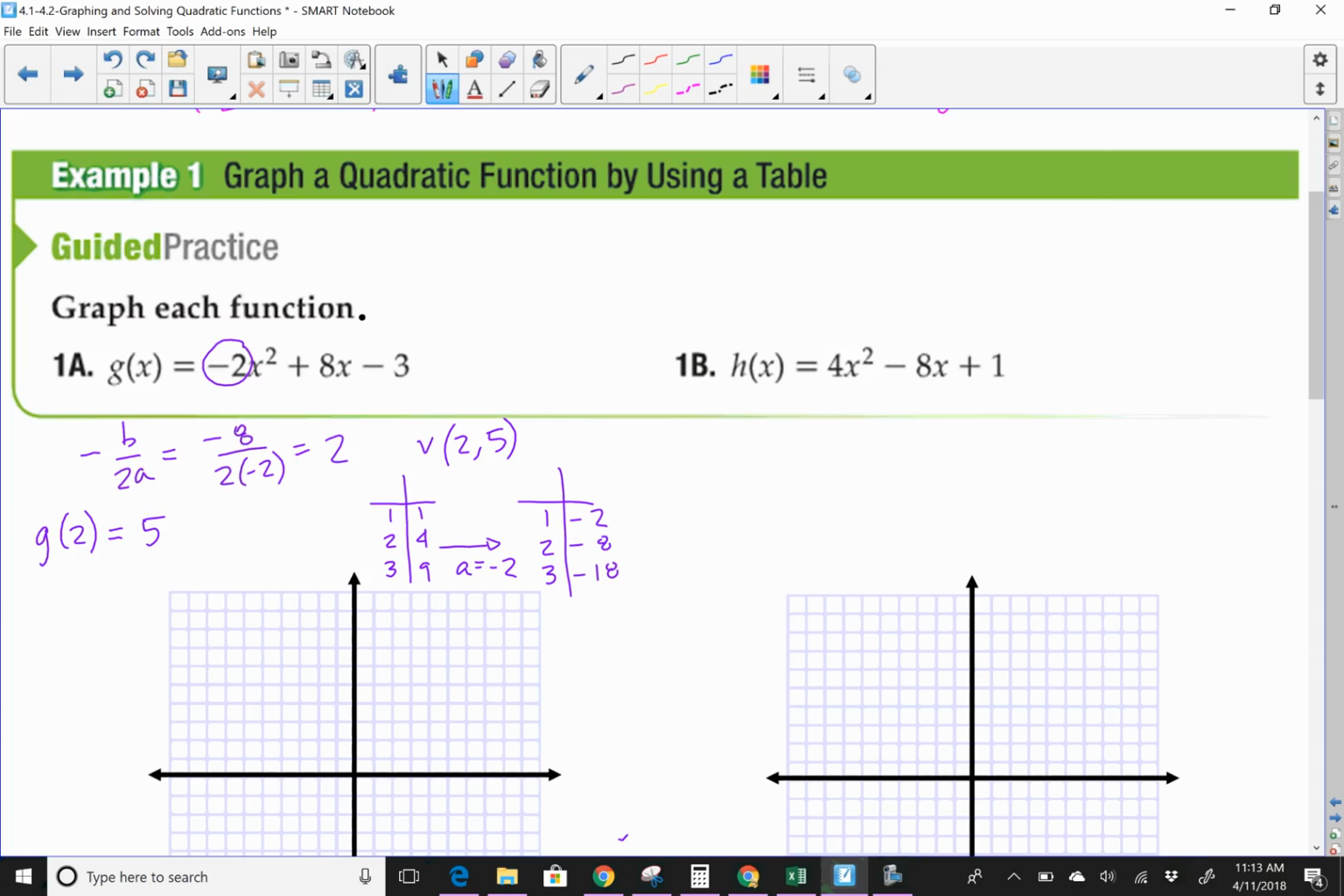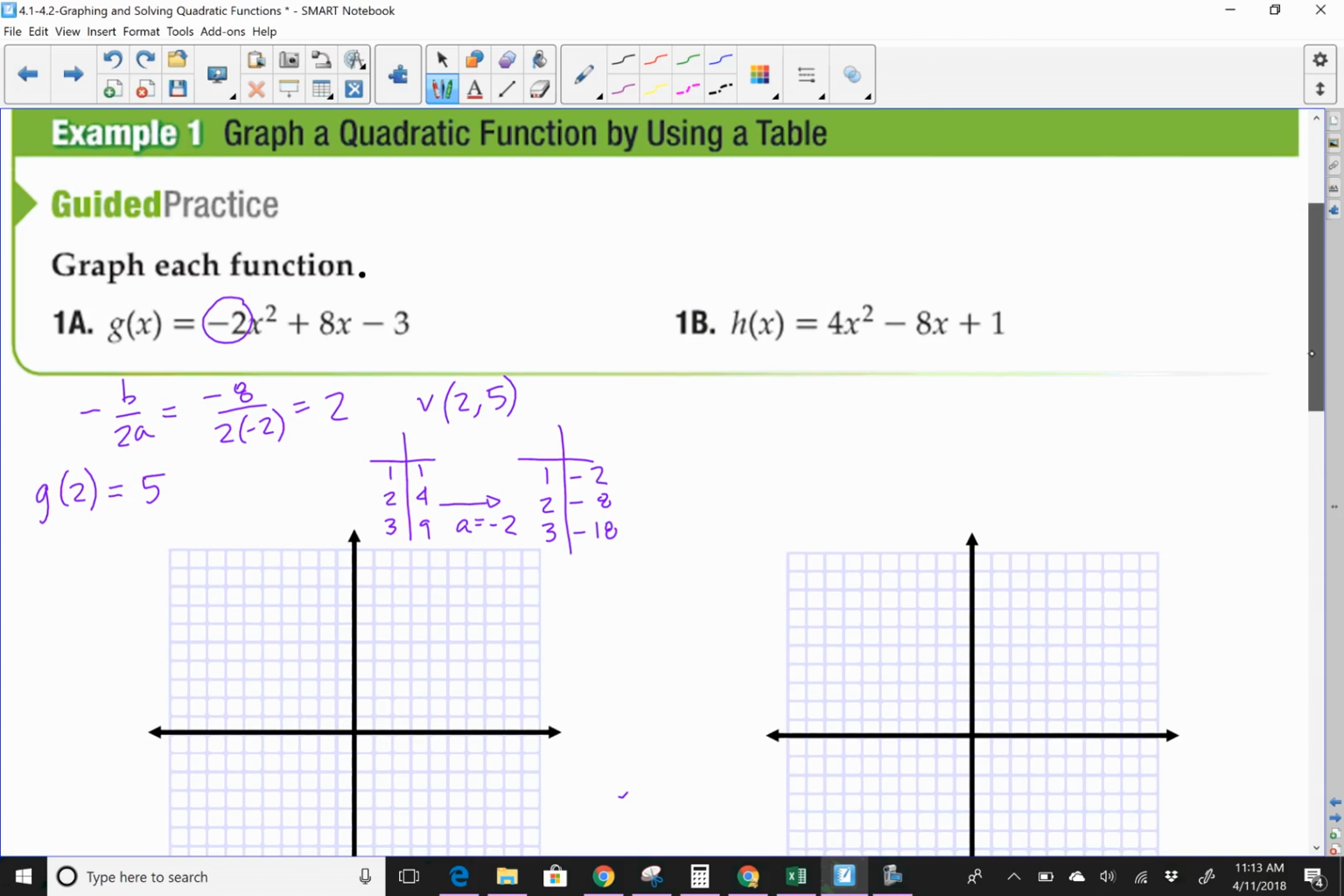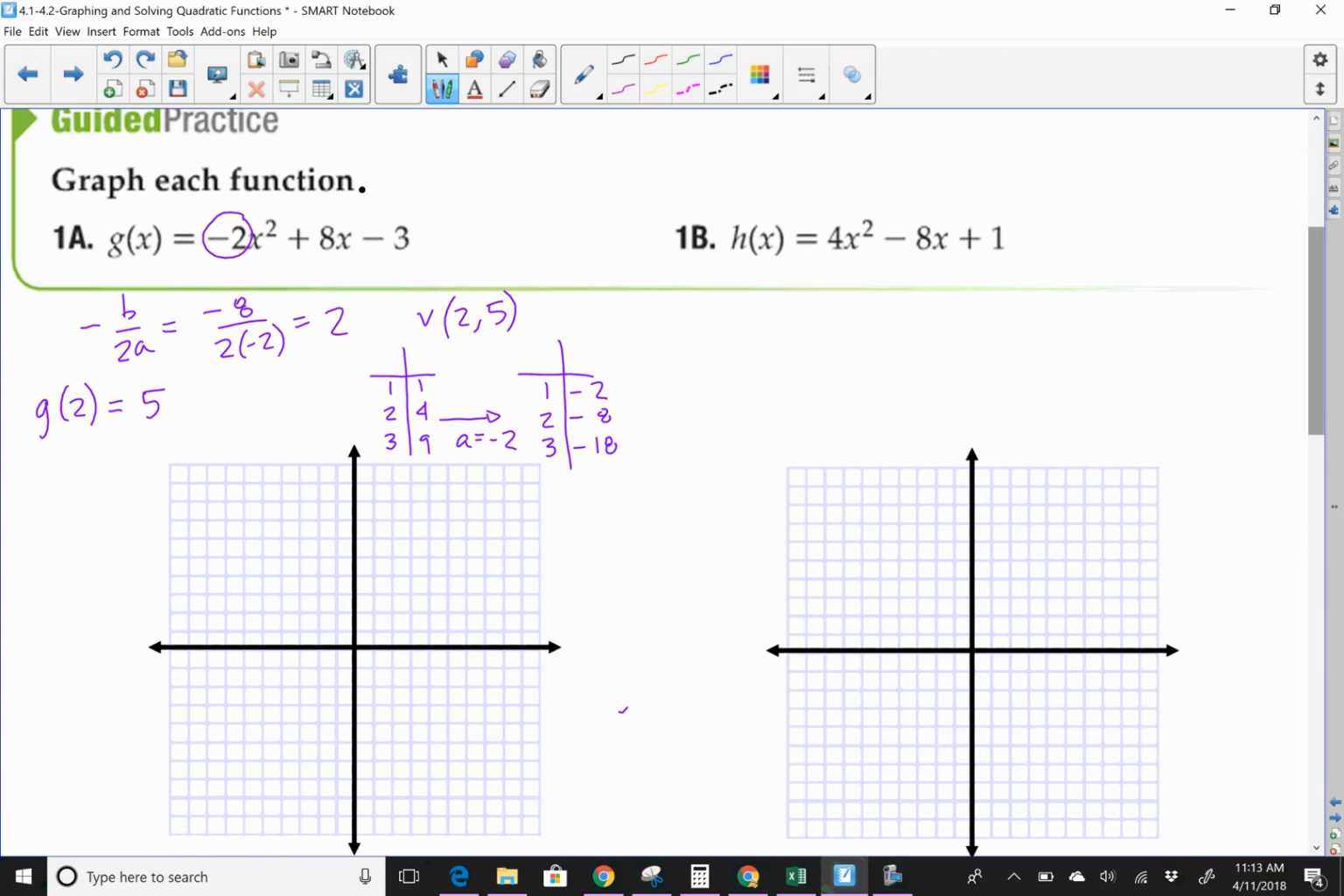Now, you don't have to plot all of these. Oh, yes, negative 18. My bad, because I'm taking 9 times negative 2. Okay, so I'm going to plot the point 2, 5. 1, 2, 3, 4, 5. And this is my rate of change.